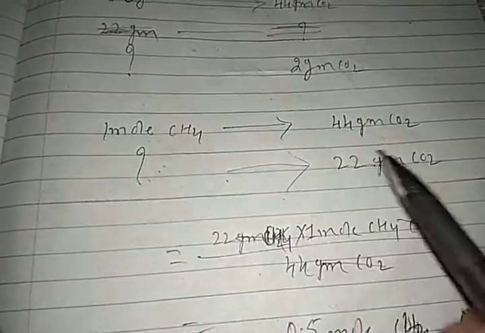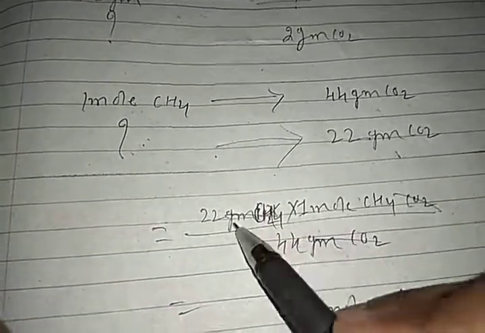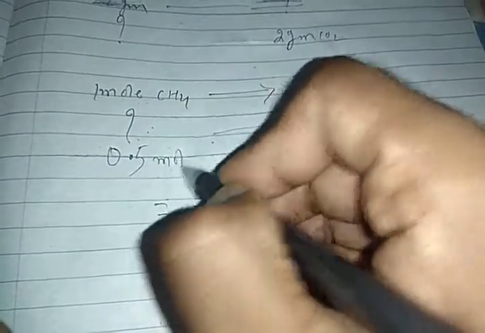Then you multiply, students, 22 into 1 divided by 44. The 44 gets cancelled. Then we get 0.5 moles. We require 0.5 moles here. Students, understood? So this is one of the methods.